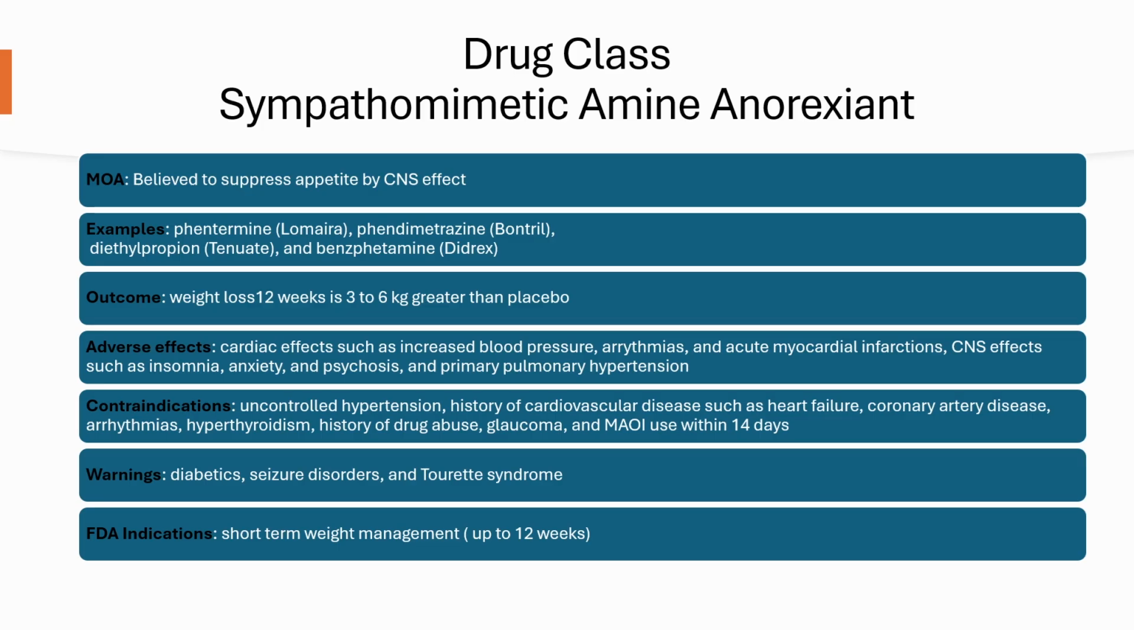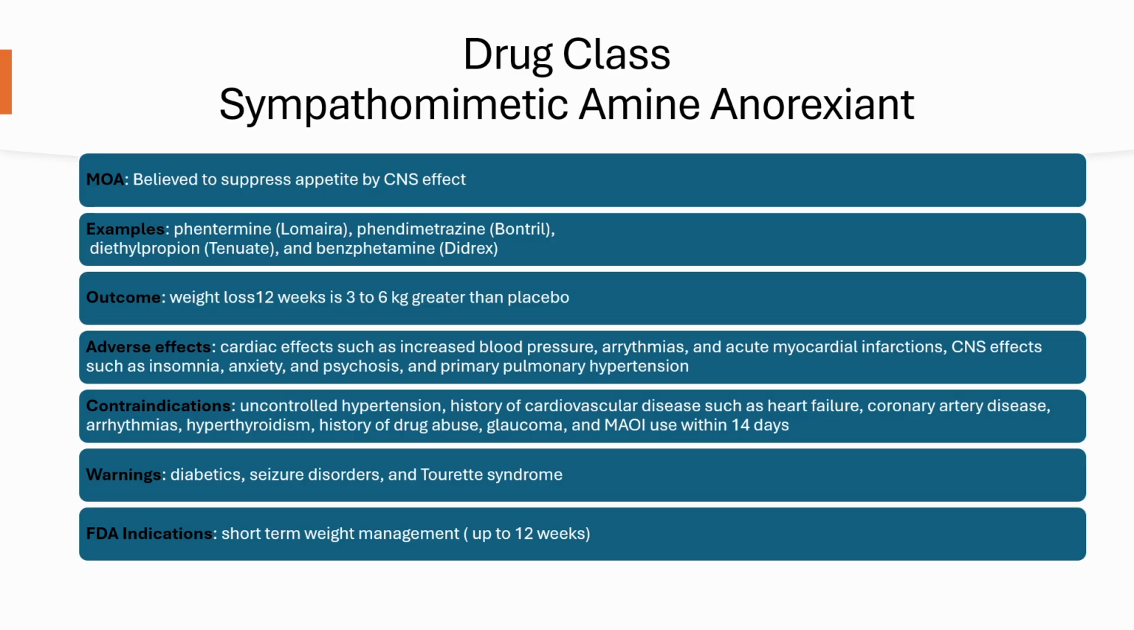The exact mechanism is unknown, but sympathomimetic amines are believed to suppress appetite by acting as indirect agonists in the central nervous system. These medications act primarily via norepinephrine, but also affect dopamine as well. The appetite suppression is believed to be due to stimulation of the hypothalamus, resulting in norepinephrine release.